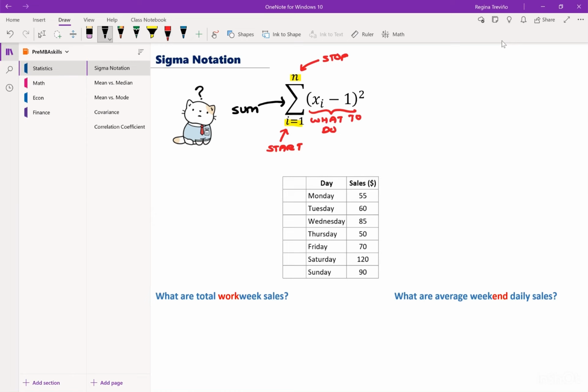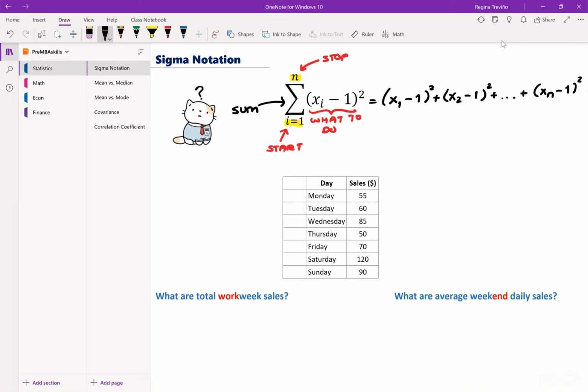So for example, this formula is asking you to take the first value of x, which we're going to denote with x1, subtract 1 and square it, then add the second value, x2, minus 1 squared, and repeat that for all the n values of x. So the last term is going to be xn minus 1 squared.